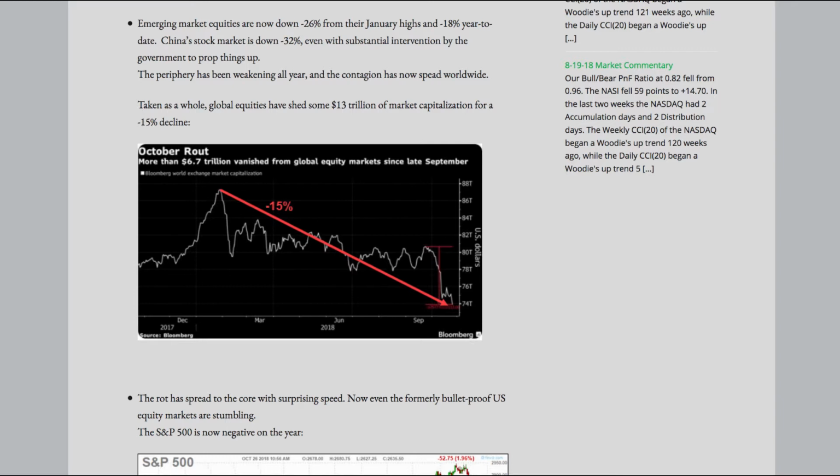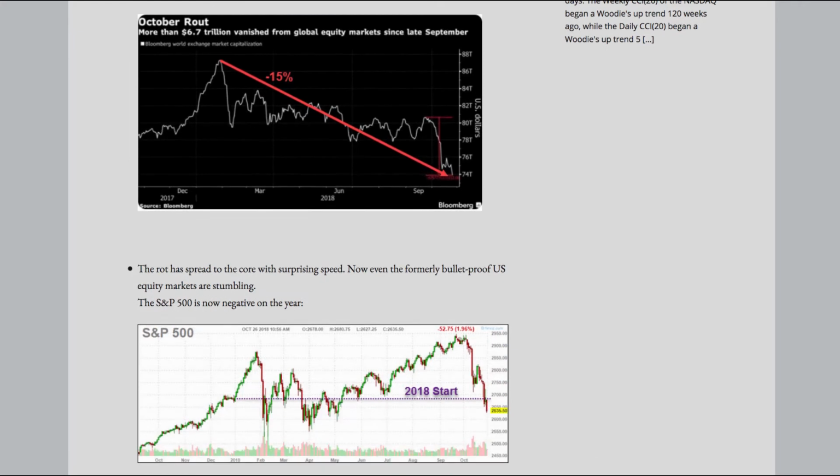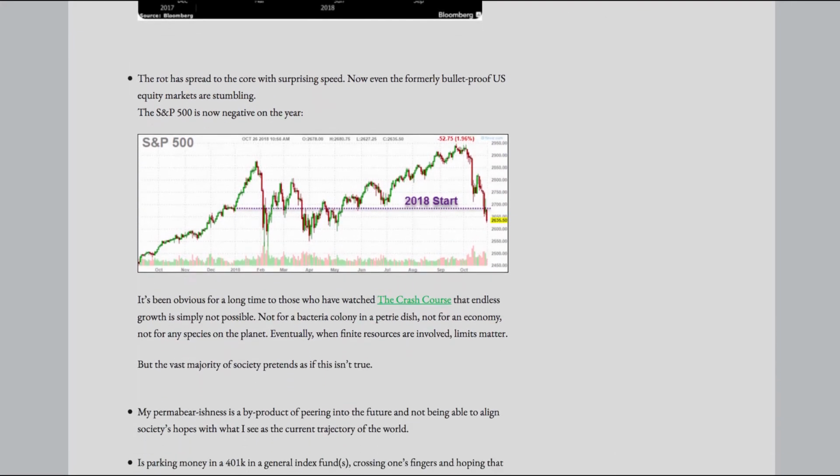China's stock market is down 32%, even with substantial intervention by the government to prop things up. The periphery has been weakening all year, and the contagion has now spread worldwide. Taken as a whole, global equities have shed some $13 trillion of market capitalization for a 15% decline. The rout has spread to the core with surprising speed.